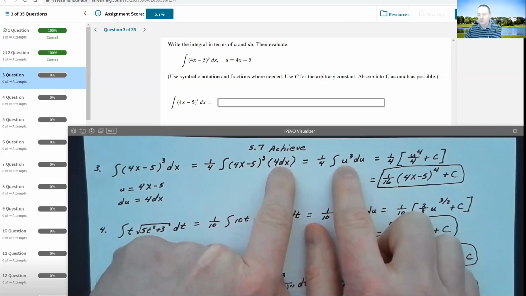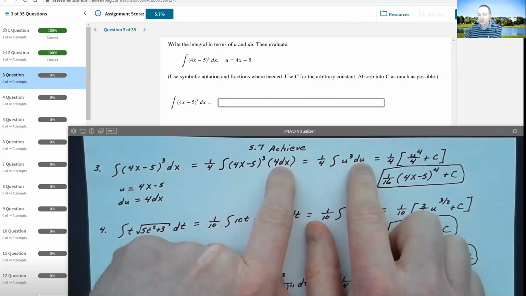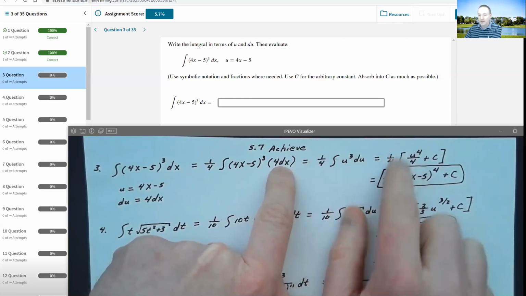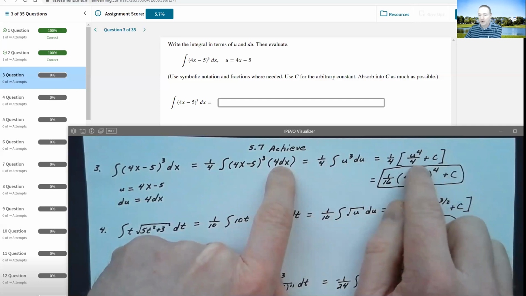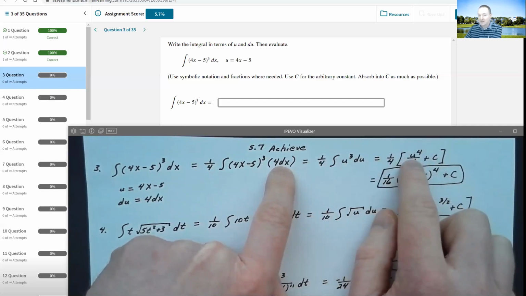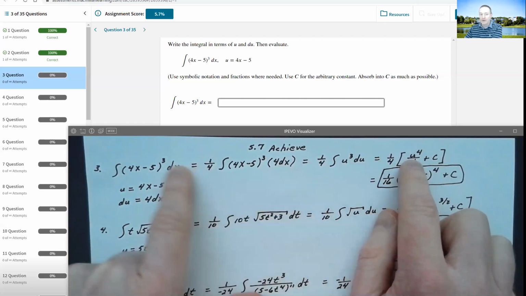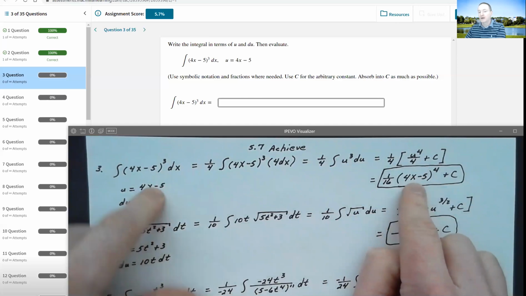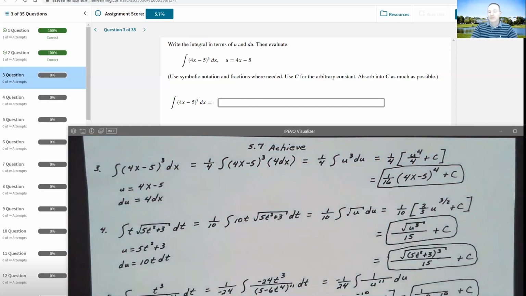Now, the integral of u to the third with respect to u, we use the power rule. Remember that 1/4 gets carried along. And I can say the integral of u to the 4th power over 4, which is going to give me 1/16 u to the 4th. Well, now I substitute back in. u to the 4th is nothing more than (4x minus 5) to the 4th. So I get 1/16 times the group 4x minus 5 raised to the 4th plus that great constant of integration.